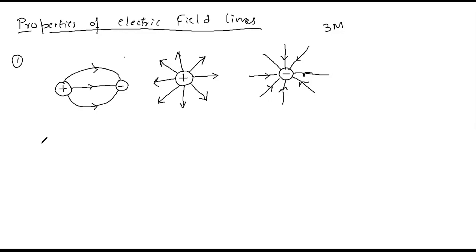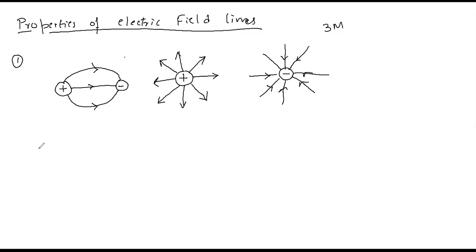If you're making notes as I am explaining, you can make notes. Anyway, I'm going to give you the notes, but for your understanding, if you're making notes, please make some points while I'm explaining. So the second property is, in a charge-free region, electric field lines are continuous lines.